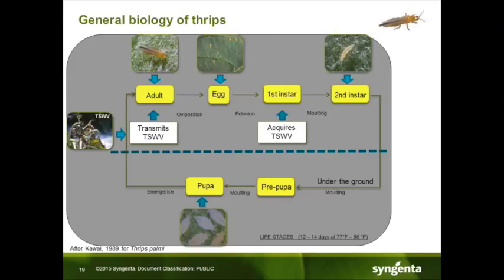This slide just shows you the general biology of thrips. Eggs are deposited in the leaf. They hatch out, and you have two instars that are actively feeding on the plant. It's really the first instar that will acquire the tospovirus if it's feeding on an infected plant. After the second instar stage, it will form a prepupa. Usually in the case of western flower thrips, it will drop to the ground and form a pupa, which then will reemerge as an adult. And now, as an adult, it can transmit the viruses throughout its lifetime.